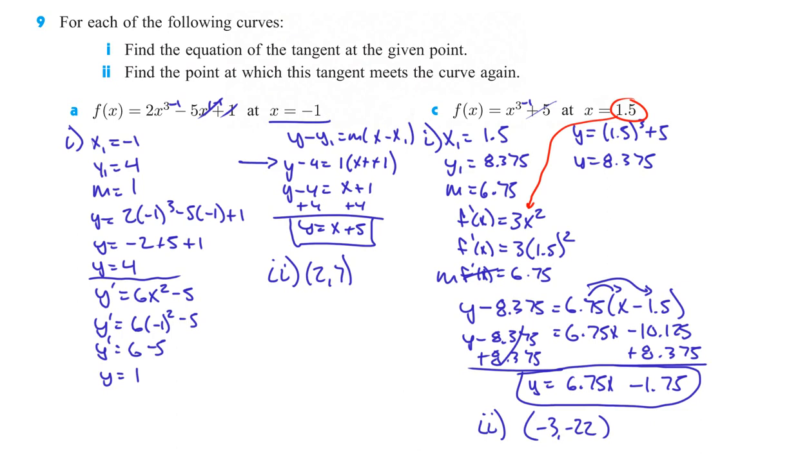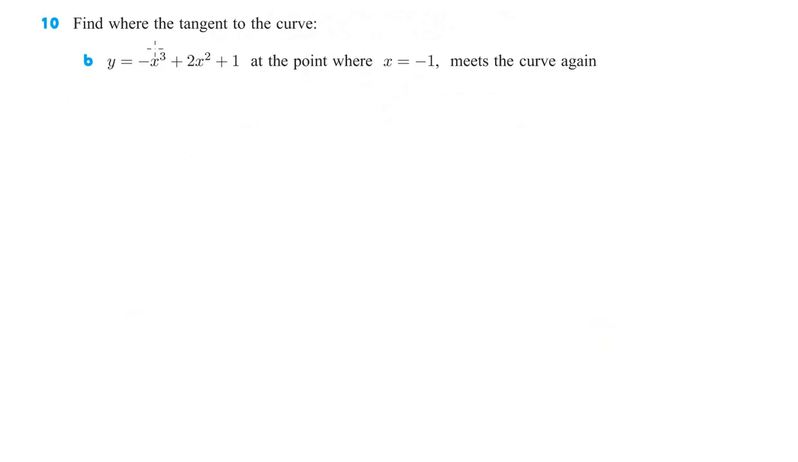Okay? And the next one we're going to take a look at is number 10. Find where the tangent to the curve at the point where x equals -1 meets the curve again. So pretty similar to what we just did in 9. Let's see, we need to find the equation of the tangent. So we need x1, y1, and the slope.